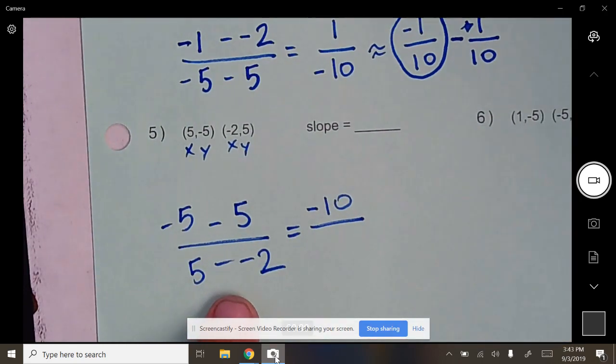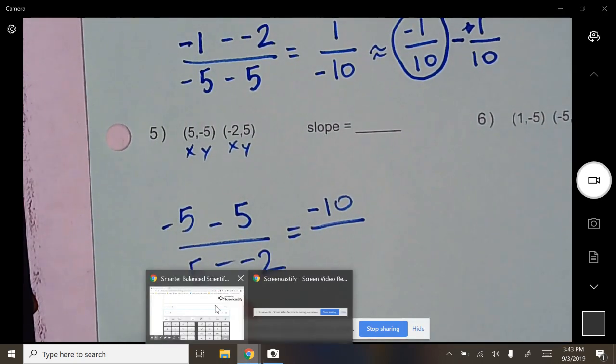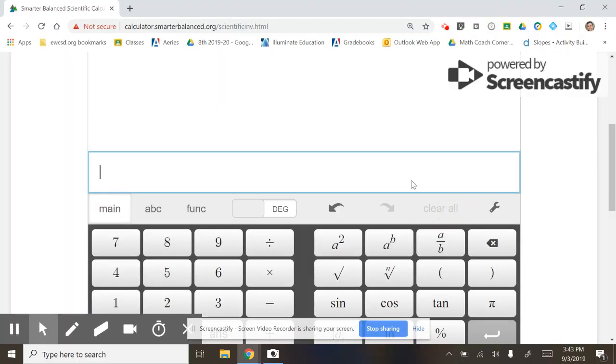Now what about this bottom one? Go back to your calculator. 5 minus a -2. Okay, and what do I get? 7, and there's my answer.